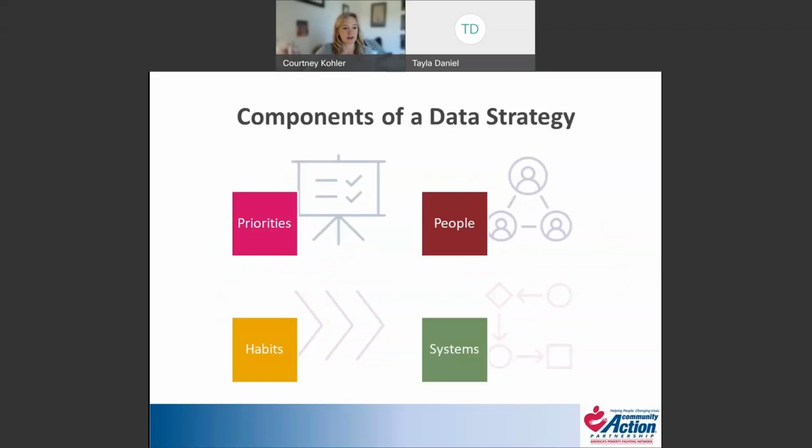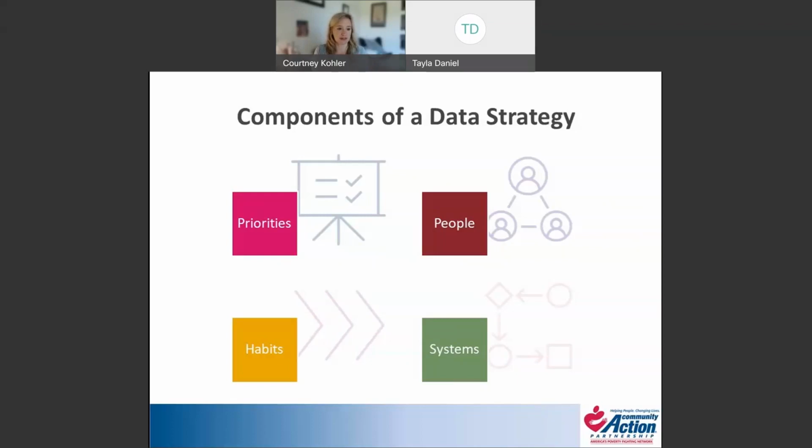And then we have here some components of a data strategy. These boil down, if you research this, there's lots of components out there that you can build in, but these are 4 that we boiled it down to. And really they're all interconnected. Some of them, like habits and systems, might look a little bit similar, but they all overlap with one another.